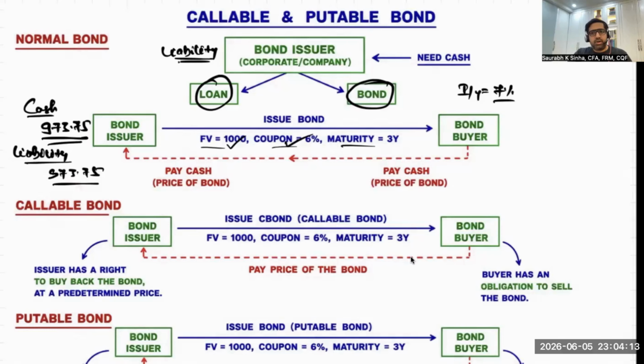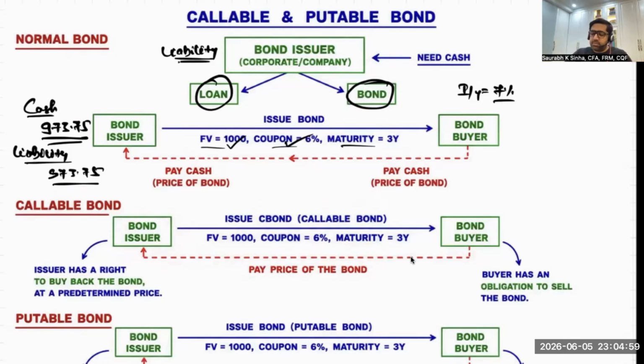So what is a callable bond? Almost identical to a normal bond, a bond issuer will issue a callable bond. A callable bond will have certain characteristics, and the bond buyer will pay the price. Here the face value is 1000, coupon is 6% annual, maturity 3 years. These are the characteristics of the bond. But this time the price of the bond is not going to be 973.75, and we'll discuss it in detail. But what makes this bond a callable bond? What are the characteristics of a callable bond?